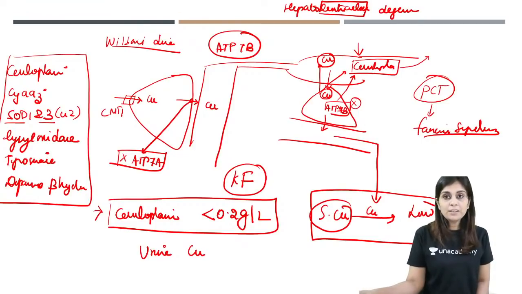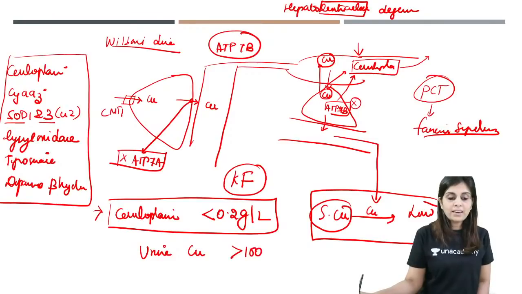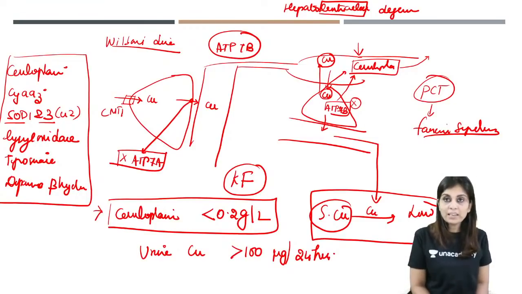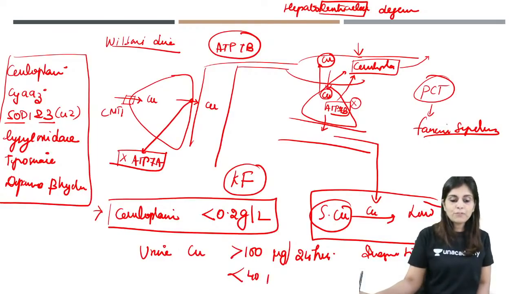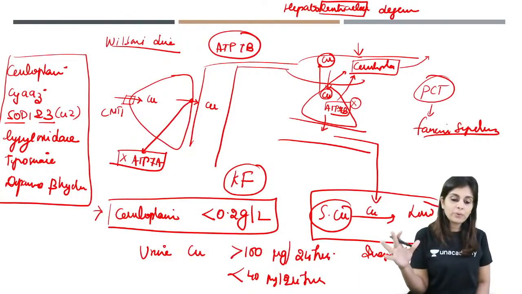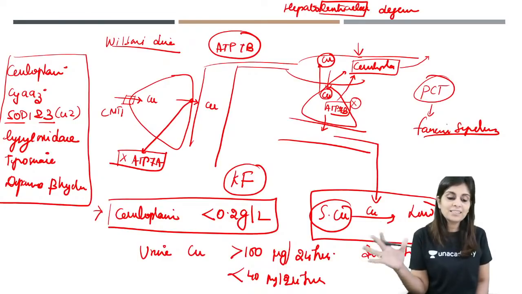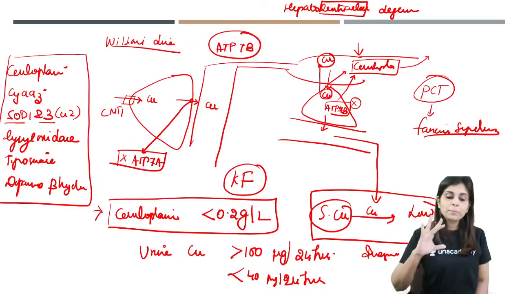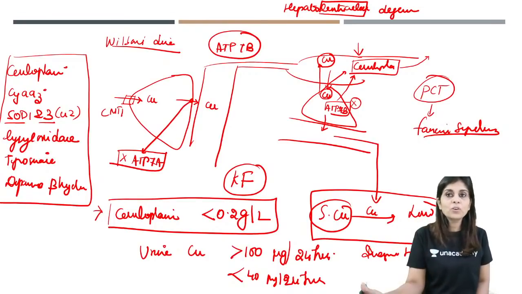It's better to estimate urinary copper. If urinary copper is more than 100 microgram in 24 hours, it is diagnostic of Wilson's disease. If it is less than 40 microgram in 24 hours, you can exclude Wilson's disease. Are you clear? More than 100 microgram per 24 hours, almost diagnostic of Wilson's. Less than 40, you can exclude Wilson's. So between 40 and 100, it's not clear. The diagnosis will not be clear.